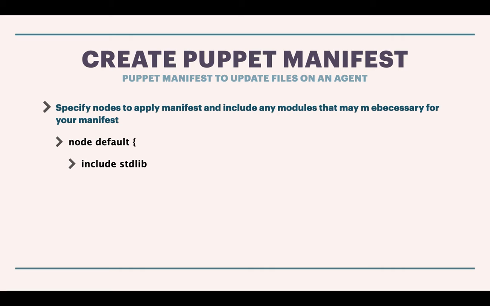Now the node is going to specify which nodes on your system this manifest will apply to. In this case, I'm using node default, which just says apply the manifest to all the nodes on the network. I only have one node, which is one agent, so default works. Include that library. So now you could download pre-built modules from the Puppet Forge website, and you could include those modules so you don't have to reinvent the wheel and write new code.